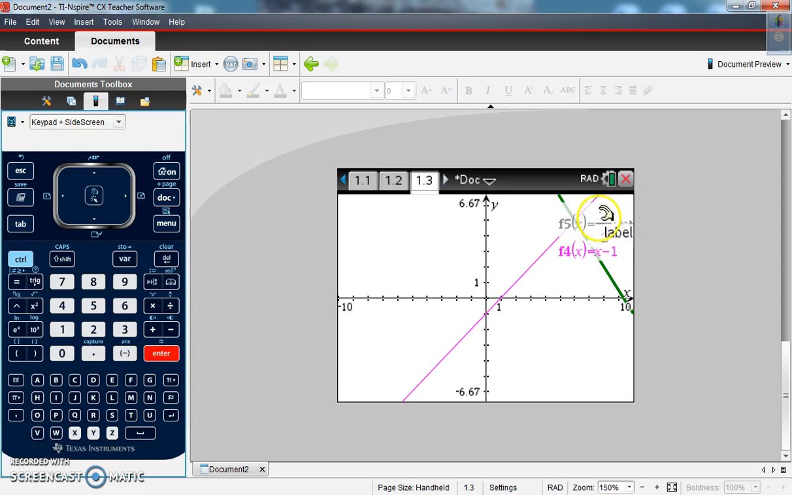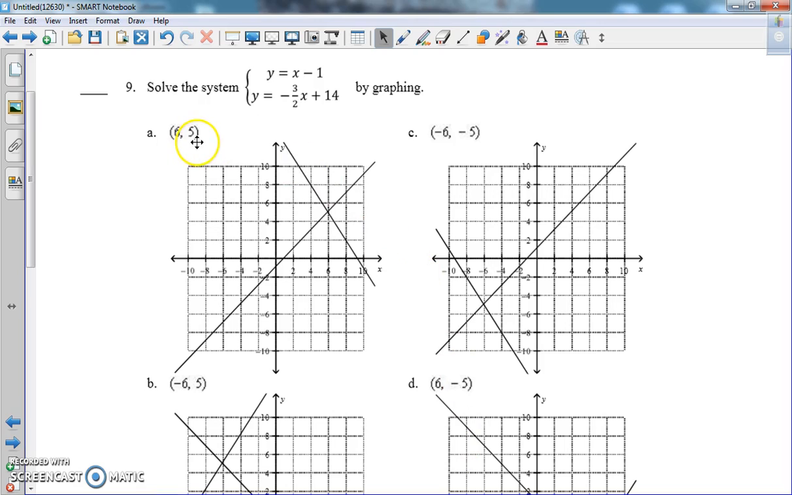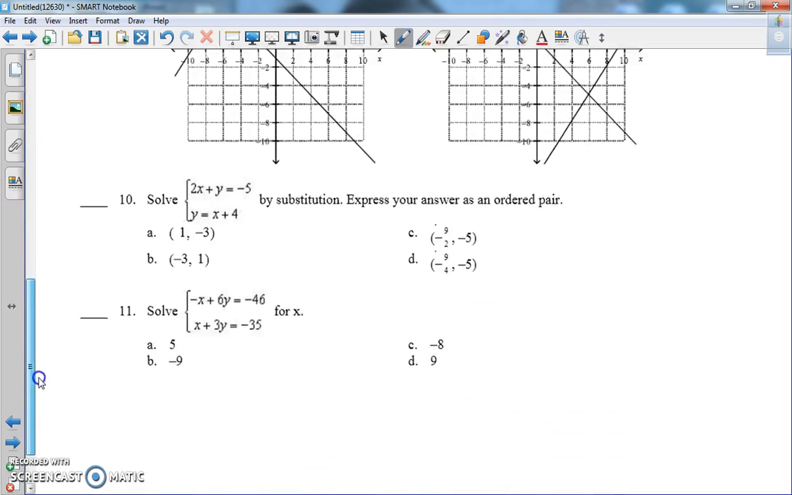Alrighty, so again I'm going to kind of move things around so I can kind of see it. Alrighty, so it looks like when I count, we're at 1, 2, 3, 4, 5, 6. And we're going to go up 1, 2, 3, 4, 5. Let's see if we got that on our solution here. We went over 6 and up 5. So 6, 5 looks like it's going to be A.